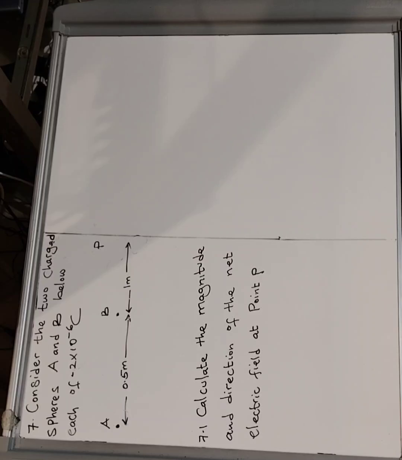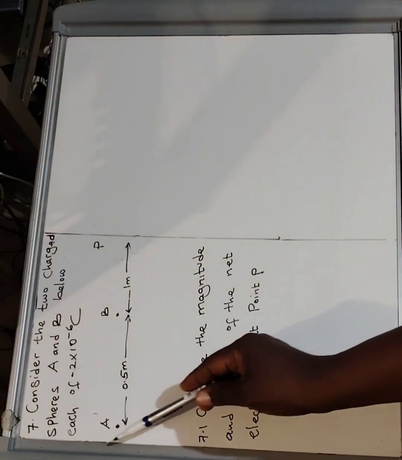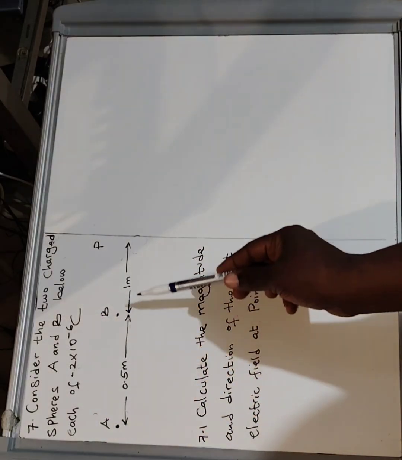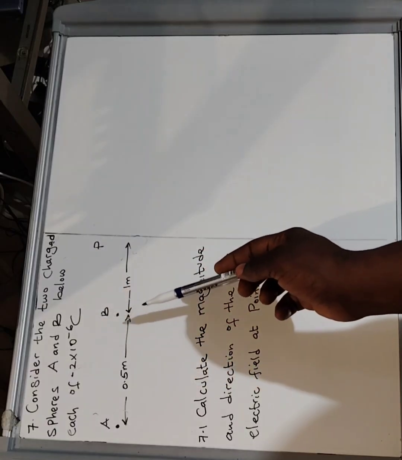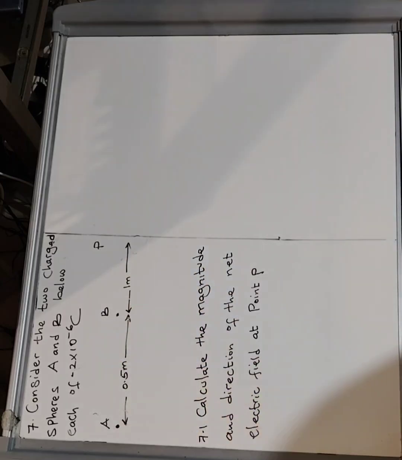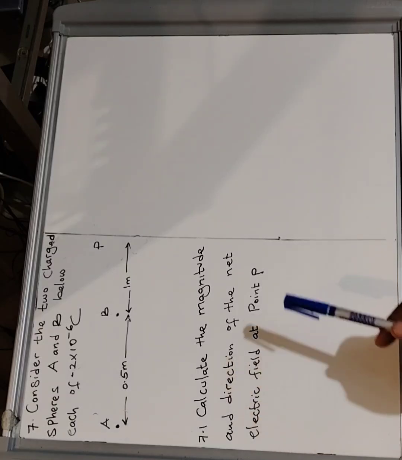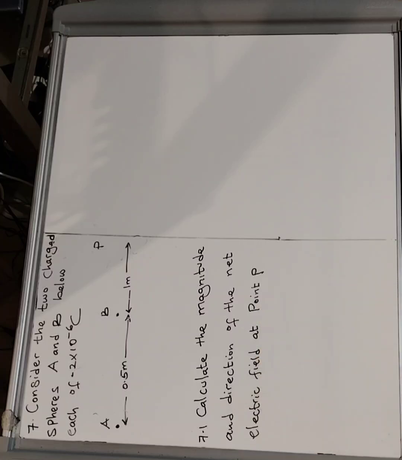Now we are looking at question 7. It says, consider the two charged spheres, A and B, below. So what are we looking at? We are looking at A representing a sphere and B representing another sphere, separated by this length. Then the question says, calculate the magnitude and direction of the net electric field at point P.